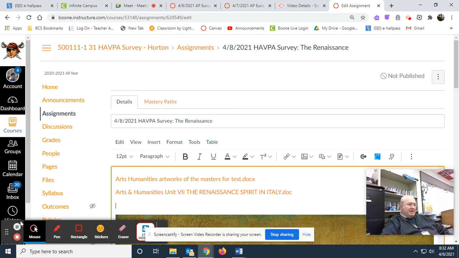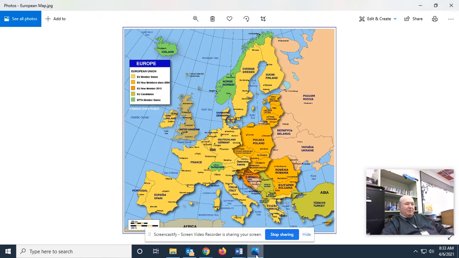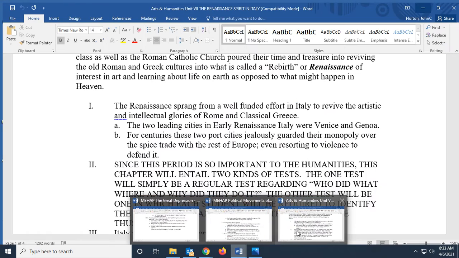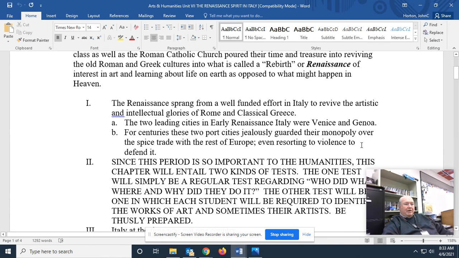Map. Yes, and we're back. And now that's the map I wanted to show you. And so here is Venice, and here is Genoa. These two cities, not Italy, but these two cities dominated the spice trade and became very wealthy through the spice trade.